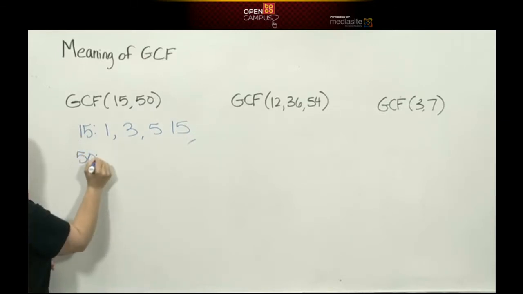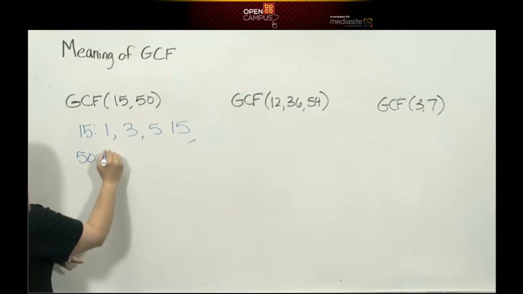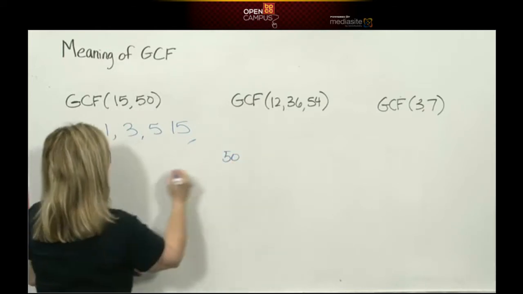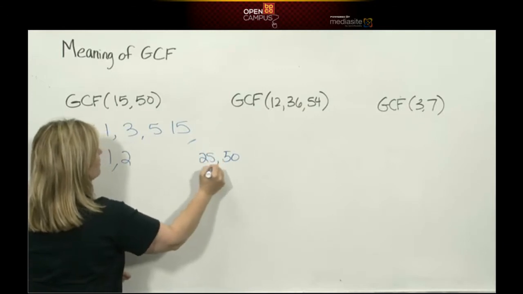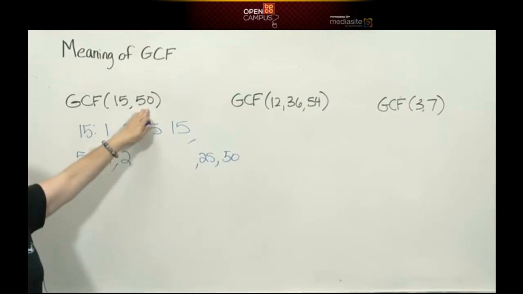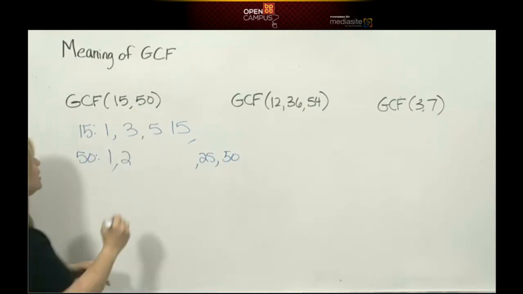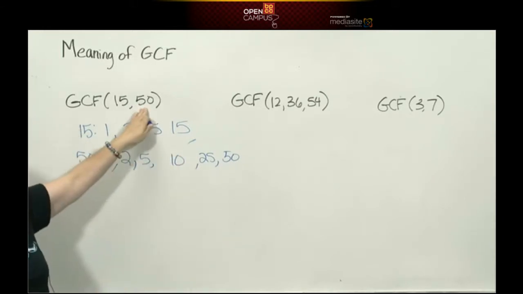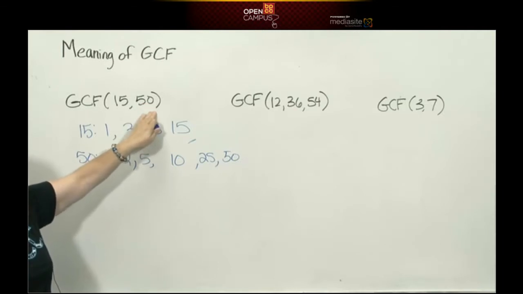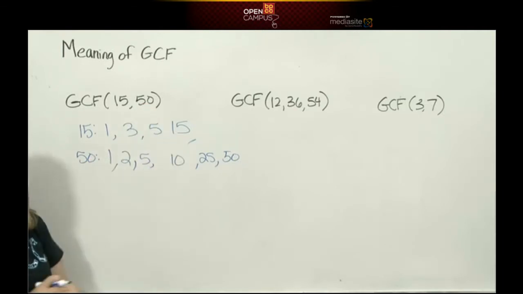If I do my factors of 50, I know that's 1 and 50. I know it's even, so it's 2 times 25. 3 does not divide into 50. 4 does not divide into 50. But 5 divides into 50 10 times. 6 does not, 7 does not, 8 does not, 9 does not. I got the 10, so I know I'm done.